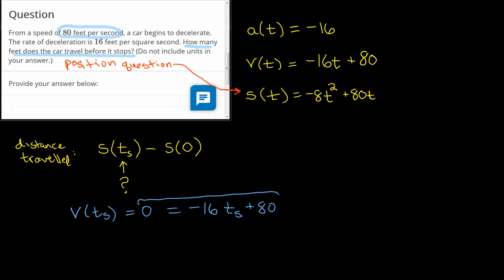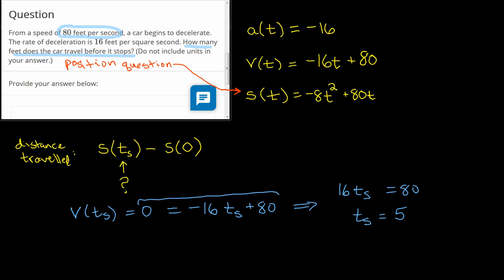All right, so now I can do some algebra here. I can say this is the same as saying 16 ts is equal to 80. So that means that ts is equal to, let's see, 8 goes into 16 twice, and it goes into that 10 times. Or what is that? 5? Oh, that's 5. That's just 5. Sorry, it's been a long day. So ts is 5 seconds. So what we've decided is it takes the car 5 seconds to stop.